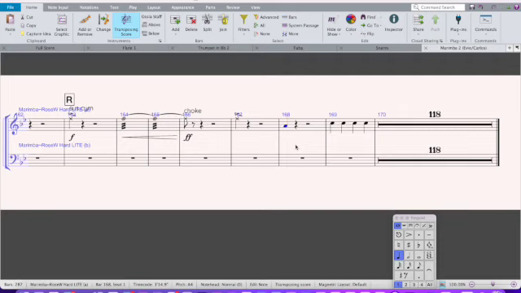And notice that the stem attaches on a different side. There's examples in your workbook. Make sure you're drawing the stem on the correct side of the notes. And that's it for lesson 1.